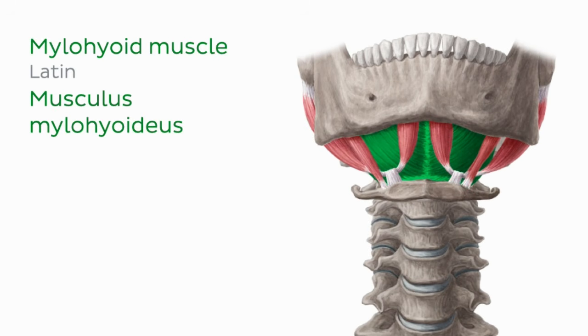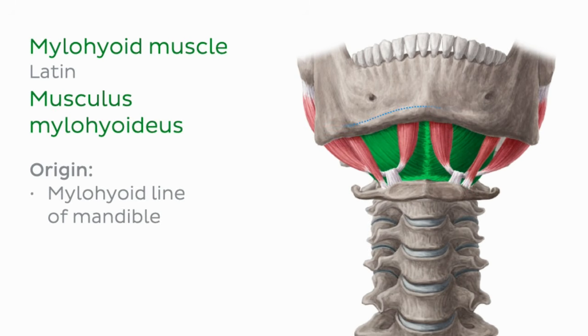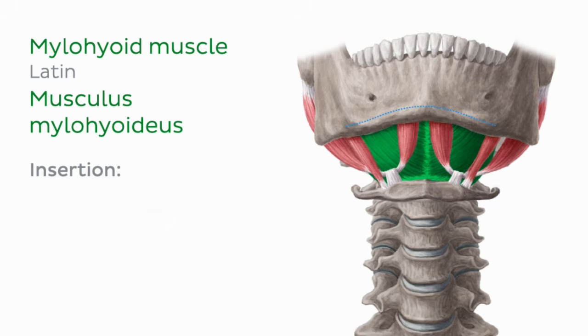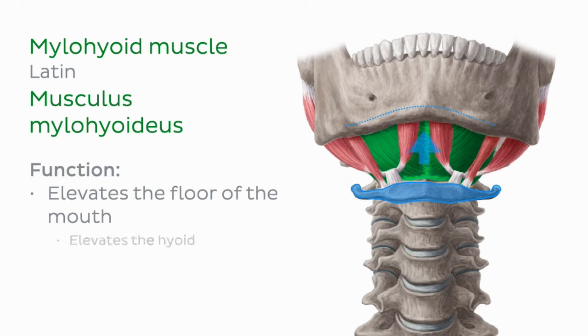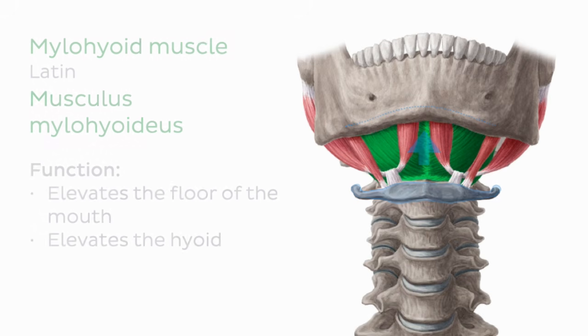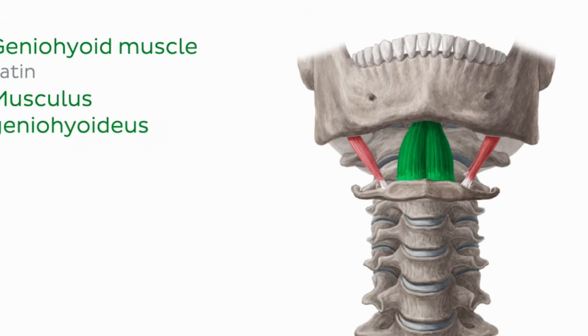This muscle forms the floor of the oral cavity, running from the mylohyoid line of the mandible to the body of the hyoid. The mylohyoid elevates the floor of the mouth, and by doing so can elevate the hyoid bone itself. If we remove the mylohyoid, deep to it we'll find the geniohyoid.